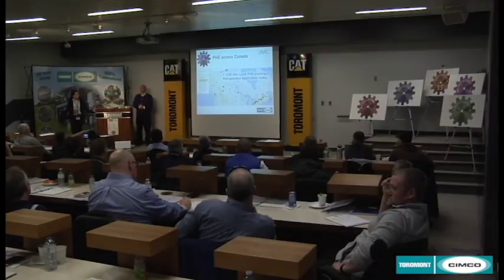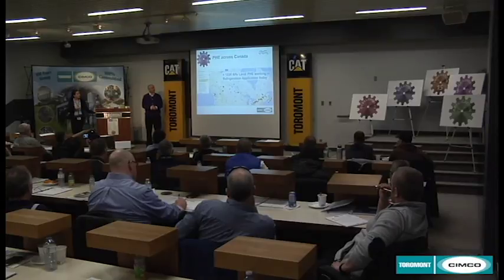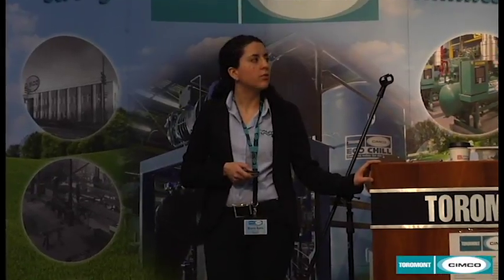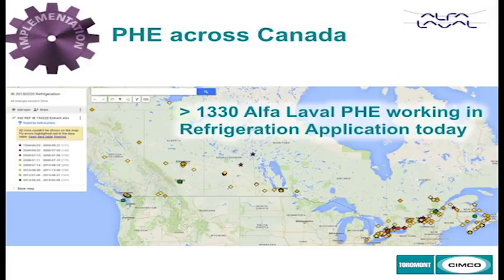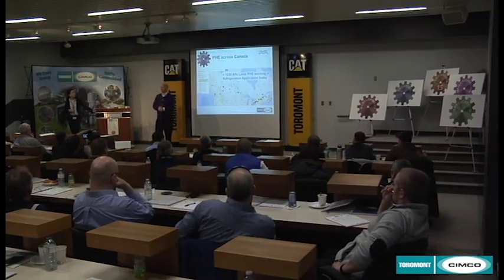Implementation. As you can see, a map of Canada and all the heat exchangers we have installed. More than 1,300 heat exchangers installed so far in Canada. You can see mainly in Ontario, Quebec, Montreal, Halifax, Nova Scotia, but as well in BC, Alberta, and Winnipeg. So this is just plate heat exchangers operating in refrigeration systems.